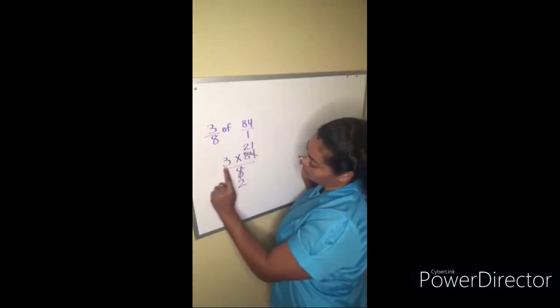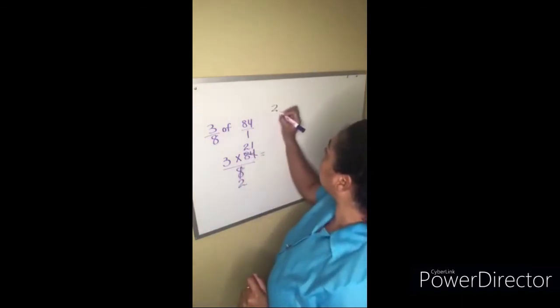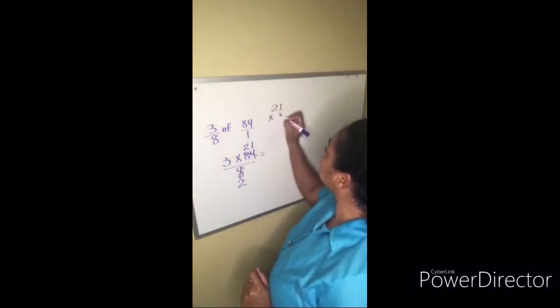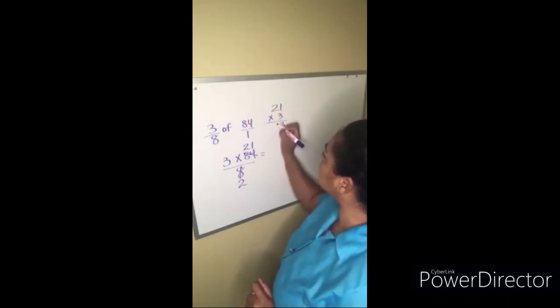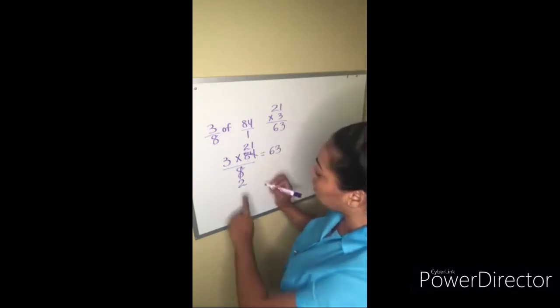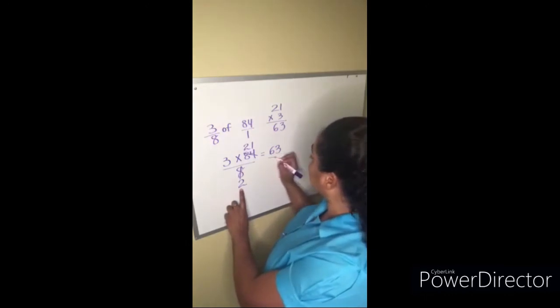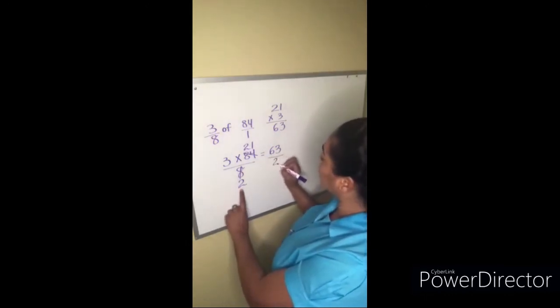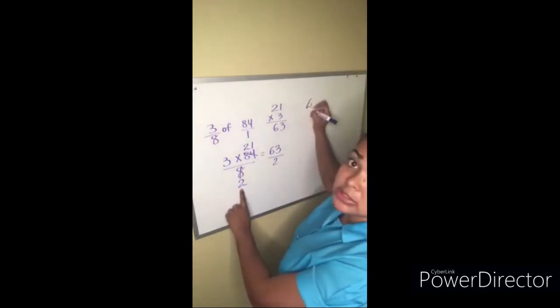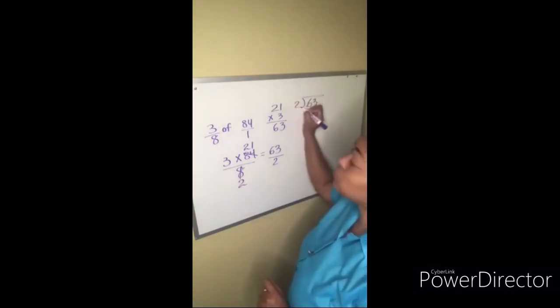So now we have this number and this number. We're going to multiply 3 times 21. 3 times 1, 3. 3 times 2, 6. So that would give us 63. But don't forget the number down here. Divided by 2. So we're going to say 63 divided by 2.